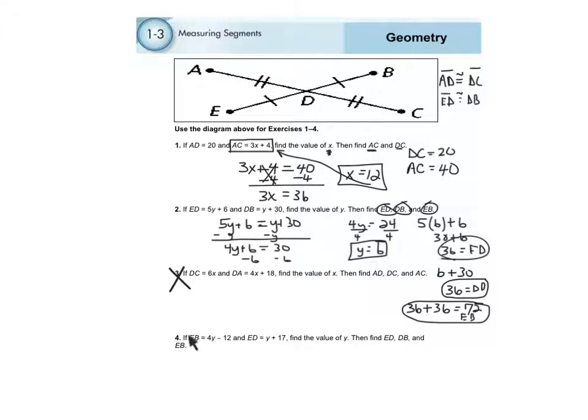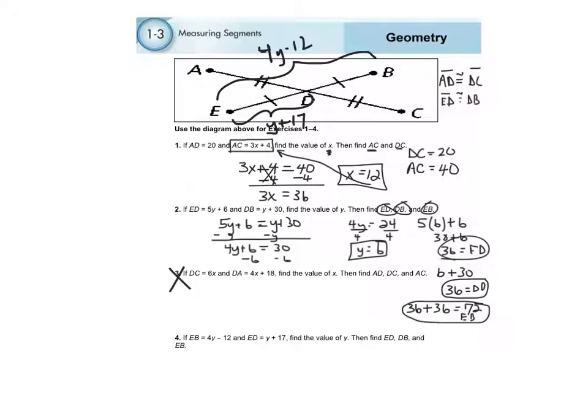In number 4, it says if EB is 4y minus 12 and ED is y plus 17, find the value of y, and then find the segments that are the following: ED, DB, and EB. Essentially find the 3 segments. What's different about this one is it gives you EB, which in this case is the whole segment. That's 4y minus 12. Then it gives you ED, and that's y plus 17.